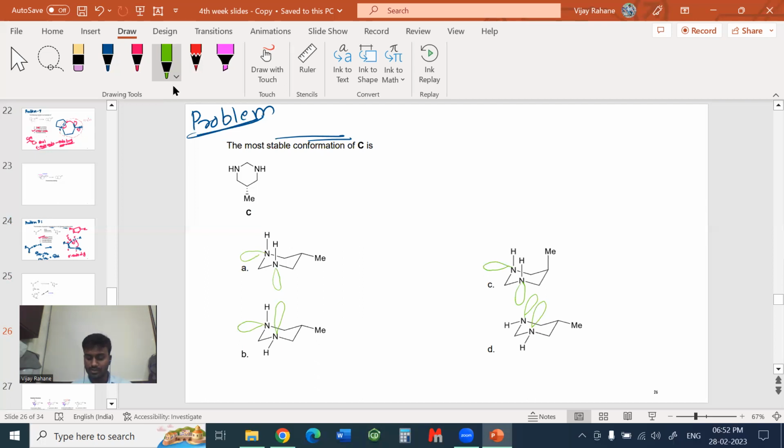So here we need to tell which is the most stable structure of this one. And since it has the lone pair of electrons, you can see here more and more anomeric effects are possible for the structure, so that one is the more stable structure, right? Because due to the anomeric effect, that bond is getting more and more stable.